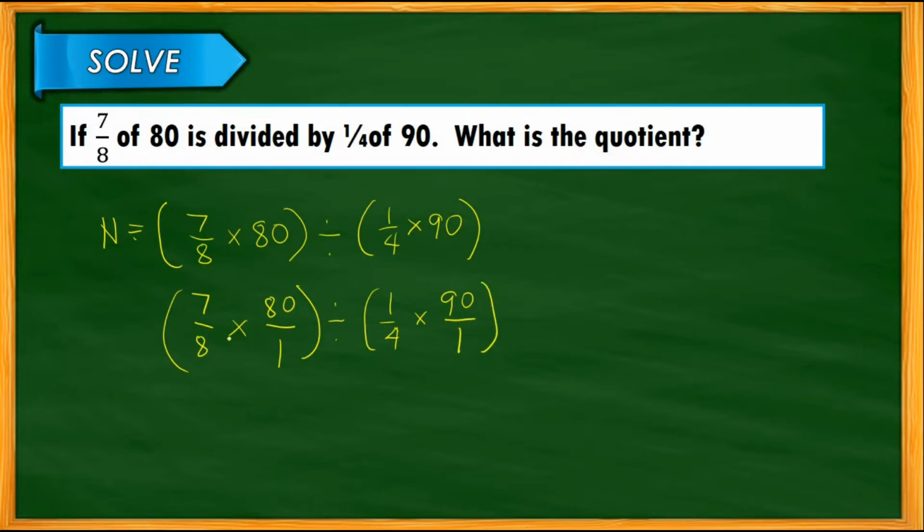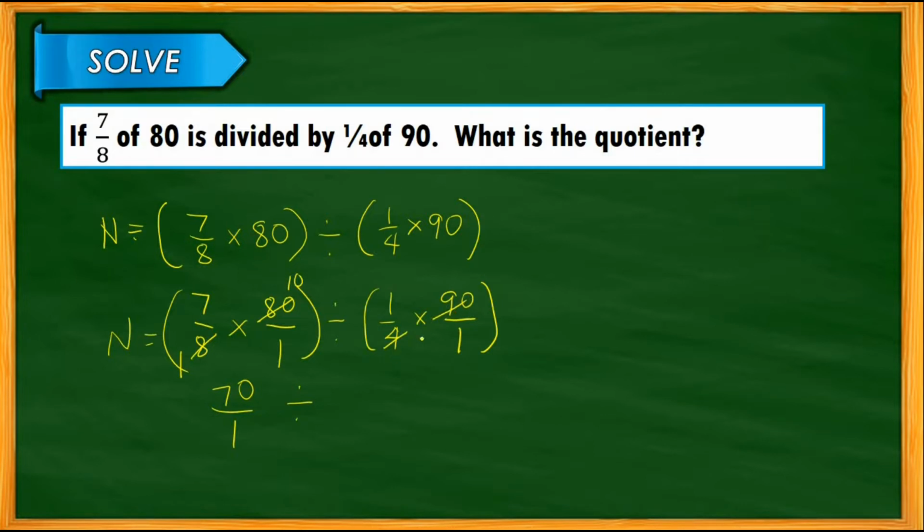Next, let's proceed to multiply 7/8 of 80 over 1. And then, we're going to use cancellation. How many 8 in 8? 1. How many 8 in 80? We have 10. Then 7 times 10, the answer is 70. And 1 times 1, the answer is 1.